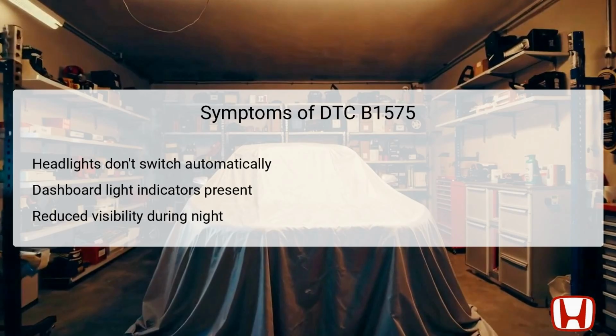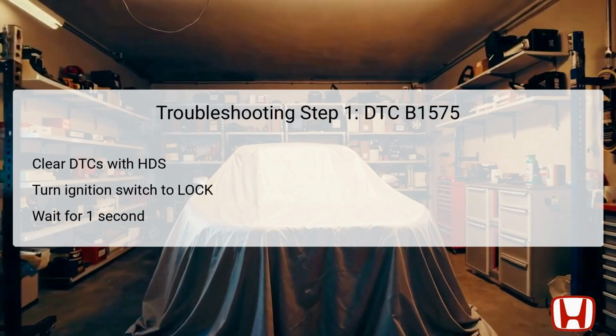The first step in troubleshooting DTC B1575 is to clear any stored diagnostic trouble codes using the Honda Diagnostic System, HDS. After clearing the codes, turn the ignition switch to the lock position and then back to the on position. This action resets the vehicle's systems and prepares them for the next diagnostic check. It's essential to wait for 1 second to allow the systems to refresh.